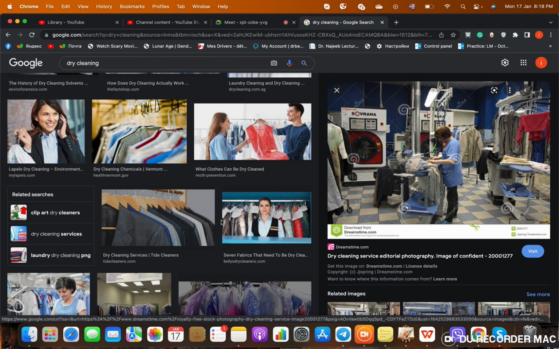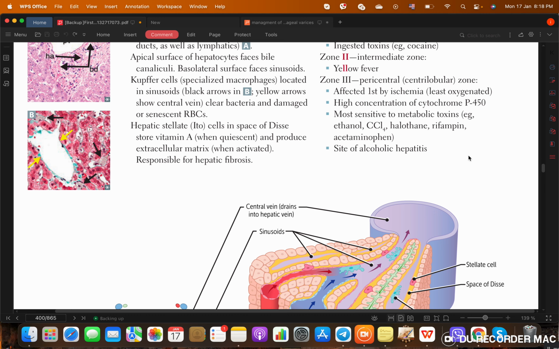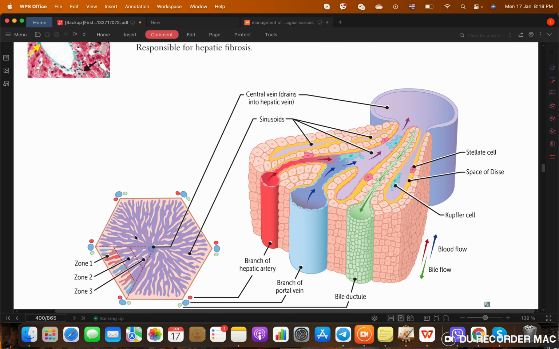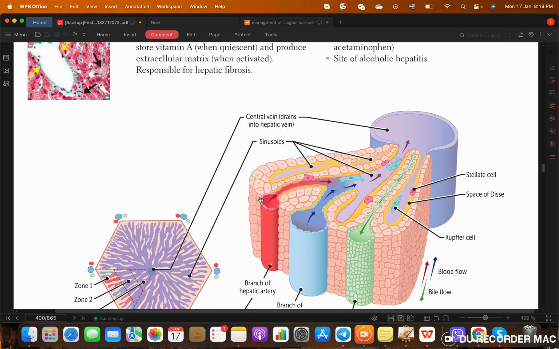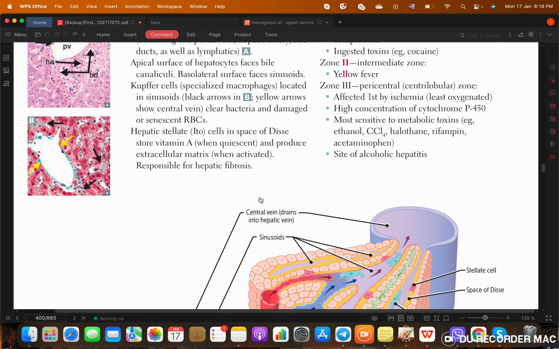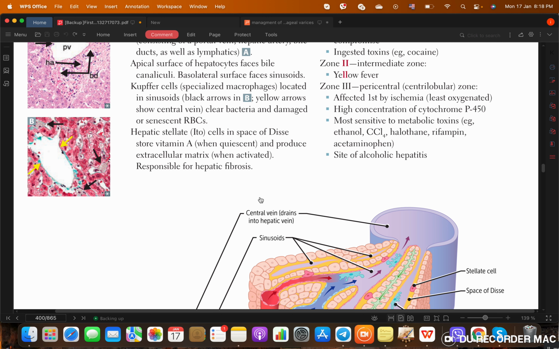Basically, not cancer yet. The tetrahydrochloride becomes a free radical. That free radical can damage this portion of the liver. After that, it can lead to mutation, and it can precipitate into hepatocellular carcinoma.